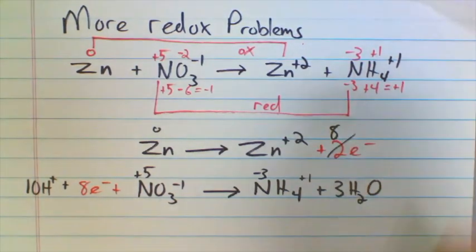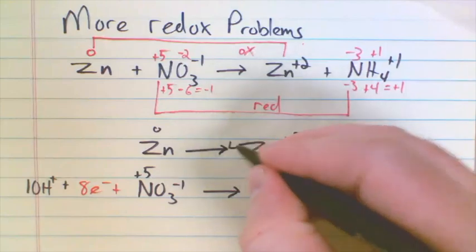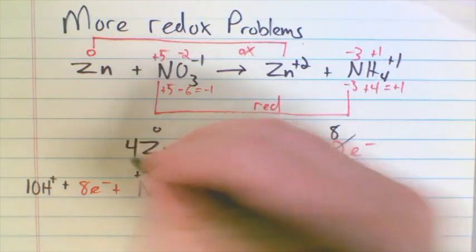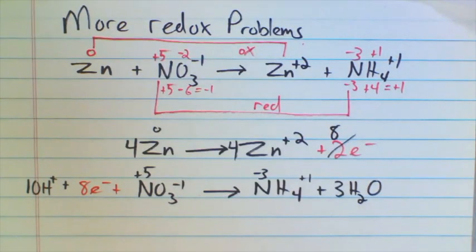So now this is 8. This becomes 4. And this becomes 4. And now our electrons are in balance. This takes us to step 8. Cancel electrons, then hydrogen, and then water where possible.